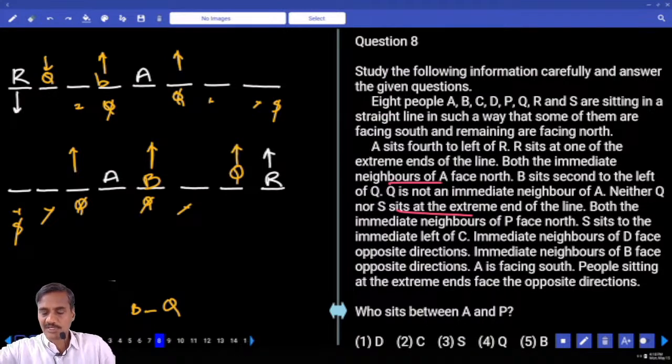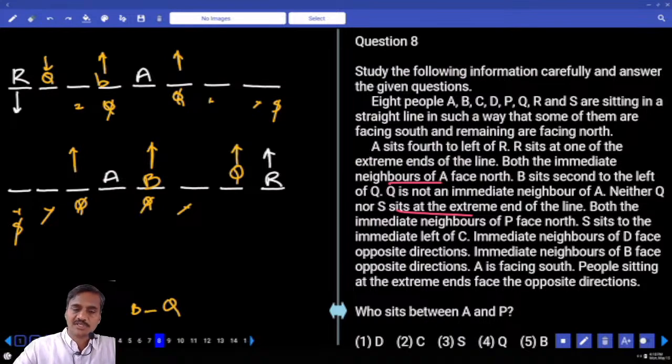Next, both the immediate neighbors of P face north. S is to the immediate left of C, so S and C are adjacent to each other. In this case, both the immediate neighbors of P are facing towards north. Now, can you take C at this place? C and S must be together, in the first and second places. And the immediate neighbors of D face the opposite direction.